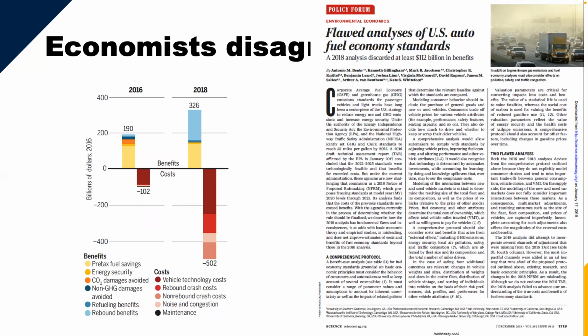And this paper pointed out a lot of the flaws in EPA and NHTSA's calculations under the Trump administration. So yeah, a lot of this important economic analysis underlies kind of the reasoning for the regulation.